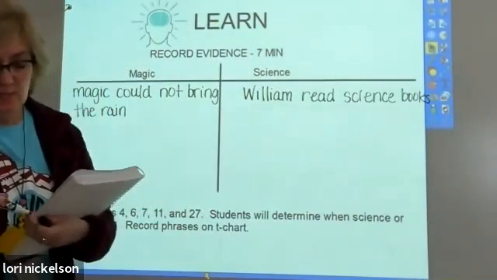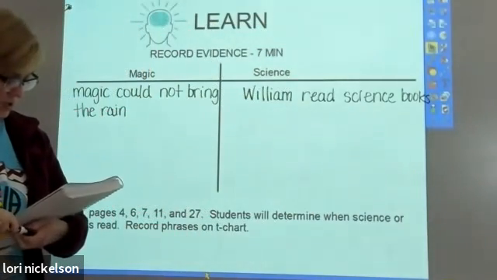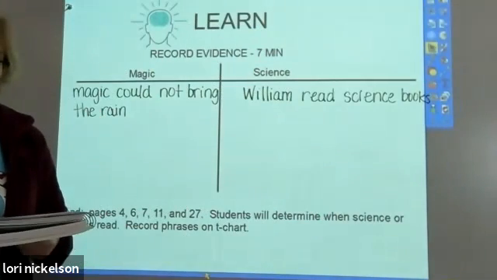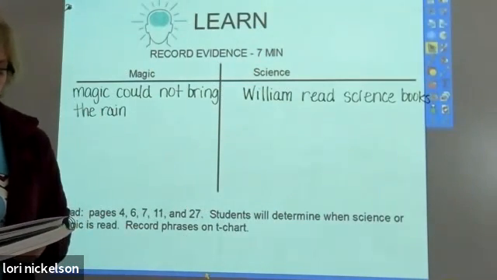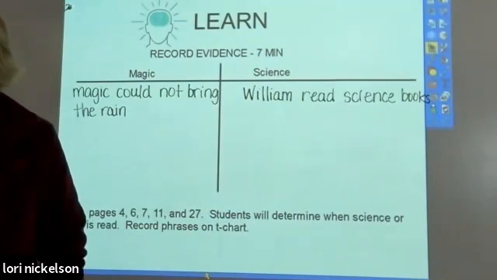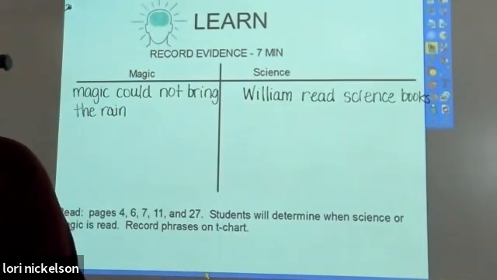All right, so now what I'm going to do is we're going to look and listen for other instances in which magic and science are mentioned in the text, okay? So let's listen. I'm going to read page 4.